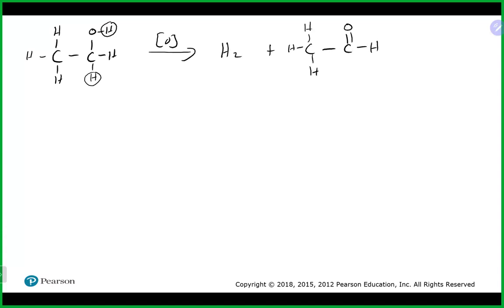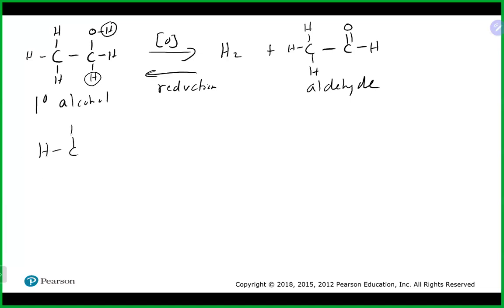Now, if we wanted to do the reduction reaction, which is going in this direction, sort of the opposite of this reaction, we would start with our aldehyde here, and this is our primary alcohol. So if we started with our aldehyde, when we do our reduction, that basically is the addition of H2. So we're going to add H2 back in.